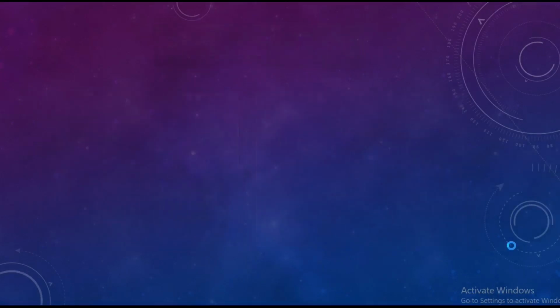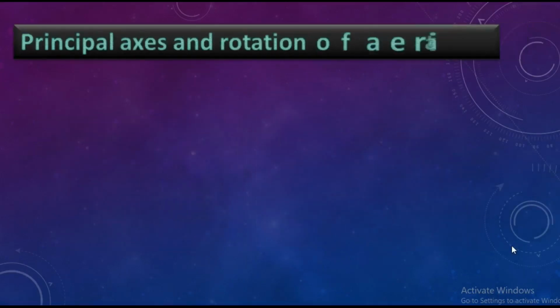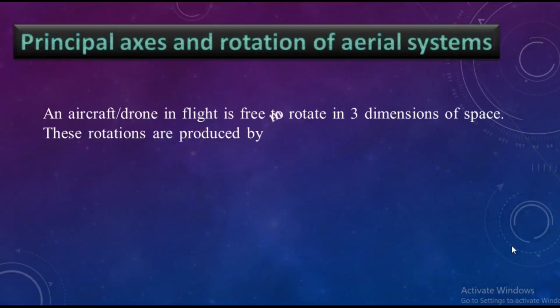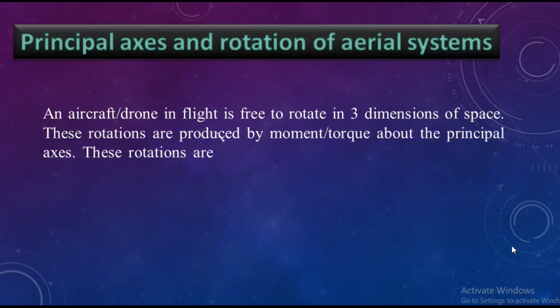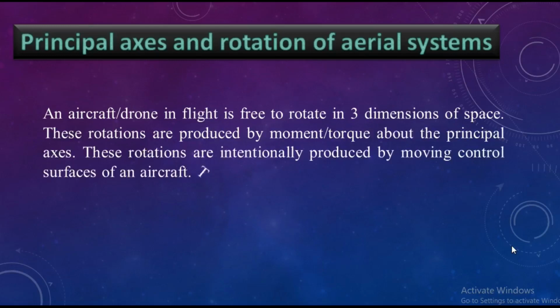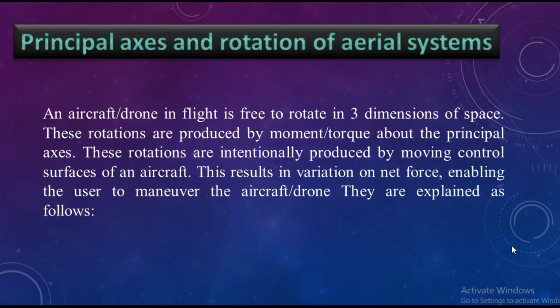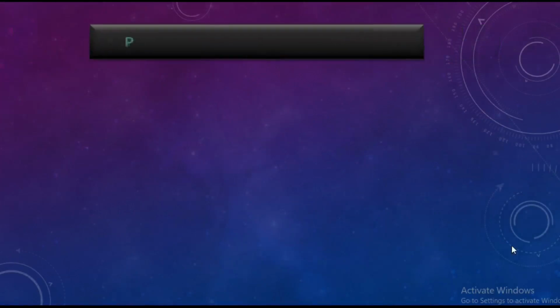So let's start with the principal axis and rotation of aerial systems. An aircraft's flight is free to rotate in 3 dimensions of space. These rotations are produced by moment, torque about the principal axis. These rotations are intentionally produced by moving control surfaces of an aircraft. This results in variation on net force, enabling the user to maneuver the aircraft. They are explained as follows.